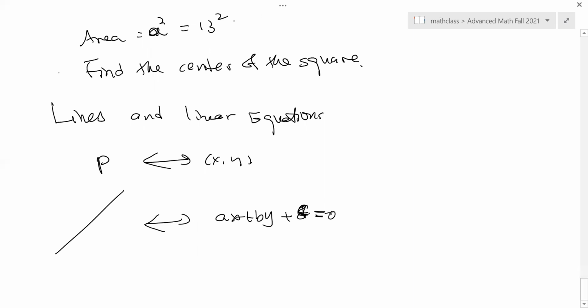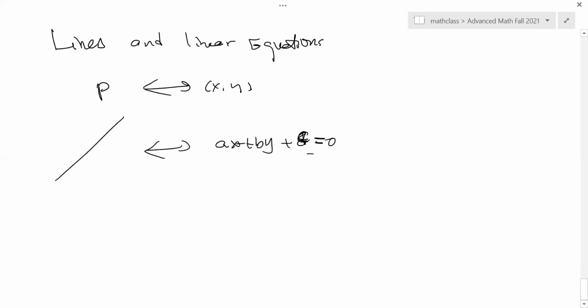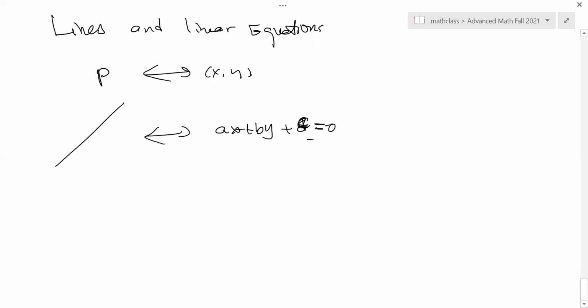A point in the XY plane corresponds to a pair of numbers, its coordinates. A straight line in the XY plane corresponds to a linear equation. So that means the coordinates are related by this equation. So how do we get this kind of equation?